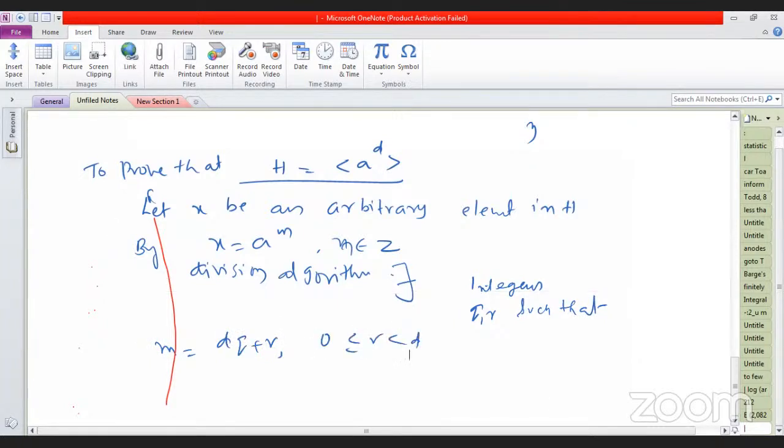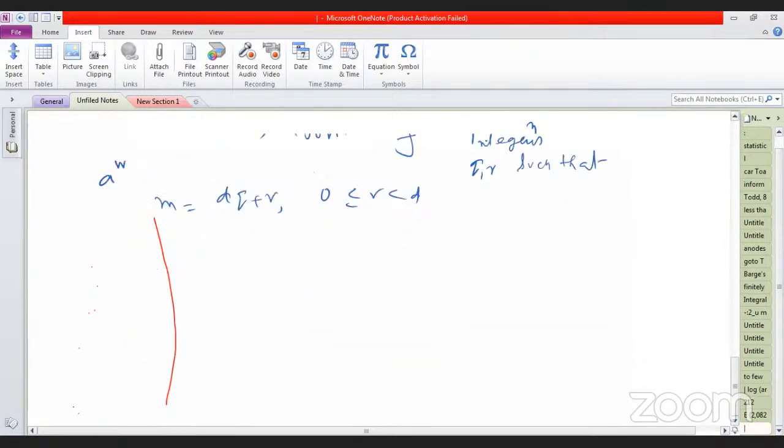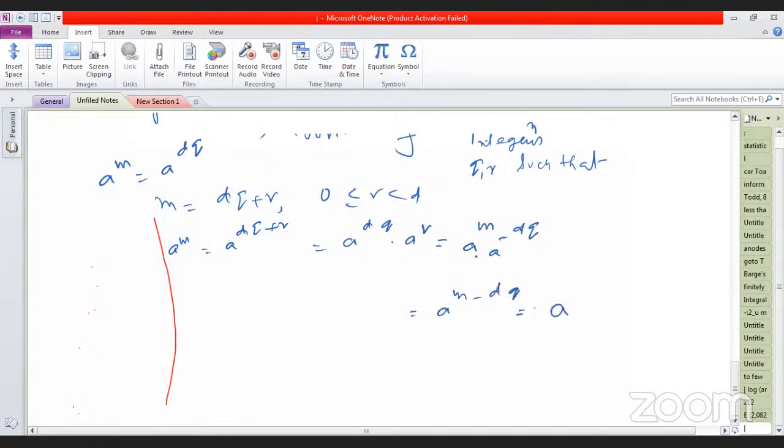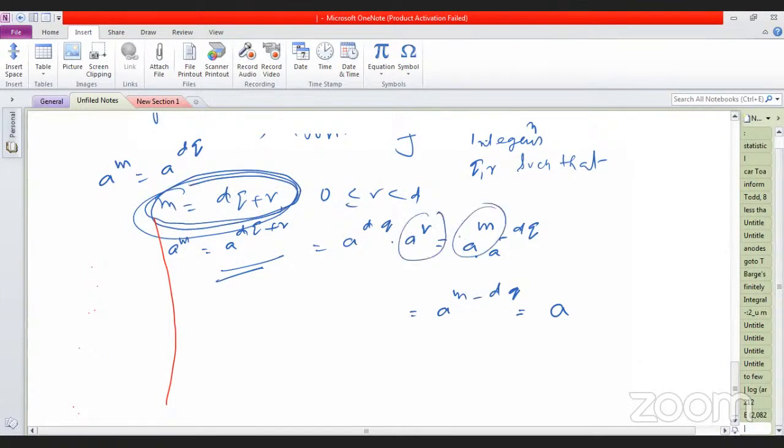So therefore we can write A power m equals A power dq plus r, so A power dq into A power r. So I am writing A power m, and A power minus dq. So we can write A power m minus dq, A power dq plus r. A power r means negative value. So A power m minus dq is equal to A power r.